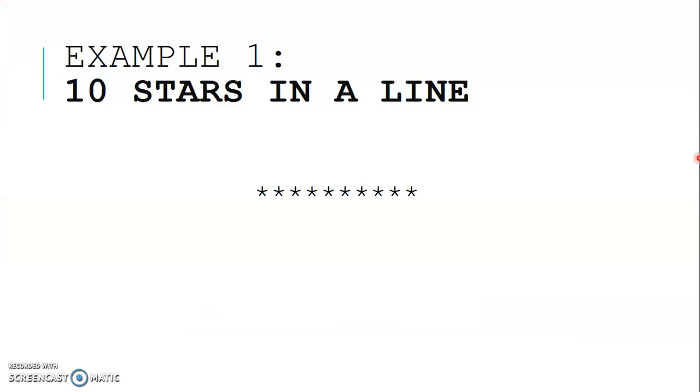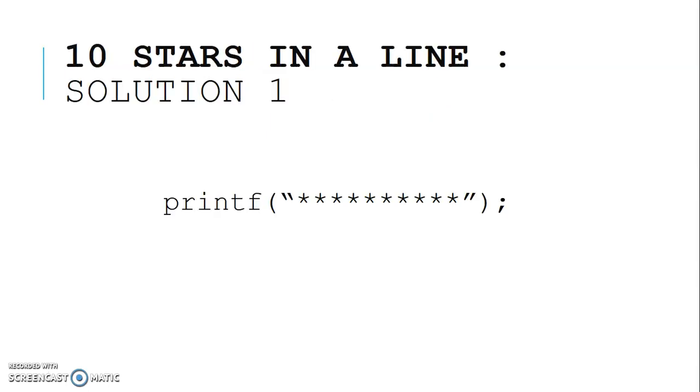Our first problem is printing 10 stars in a line. If you know the basics of programming in C, you would know that the simplest solution for printing 10 stars in a line is this. You just have to print 10 stars in the double quotes of the printf function and you will get the result. I consider this the simplest solution possible. It is my general tendency to go with the simplest solution of any given problem and then try to build a better solution out of it. So let us test whether this particular program works.